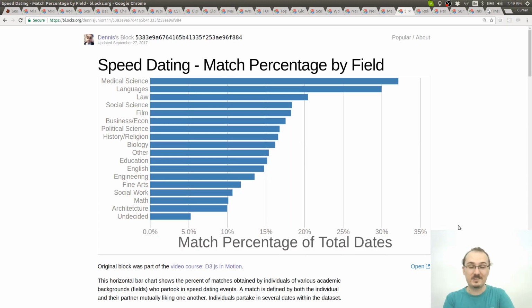This one I thought was sort of funny to study and read. It shows match percentage by field with speed dating. So I guess this means that people in medical science pair well with other people in medical science. And that's like a million times more so than people who are undecided, who don't know their major, or math. Math majors don't go well with other math majors, apparently.